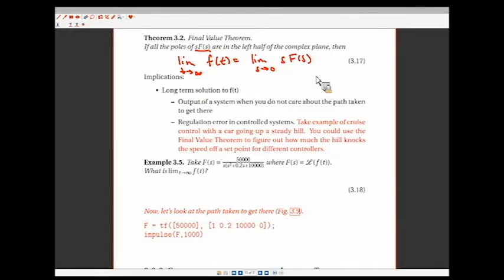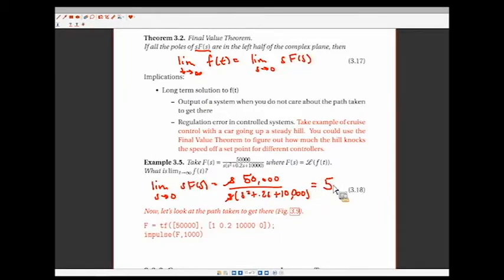But if we look at using the final value theorem, this would be just the limit as s goes to 0 of s F of s, which is equal to s times 50,000 over s squared plus 0.2s plus 10,000. Sorry, I forgot the s in the numerator. The s's cancel, these go away because we evaluated at 0, and we get 5. So it's a very easy way to jump.